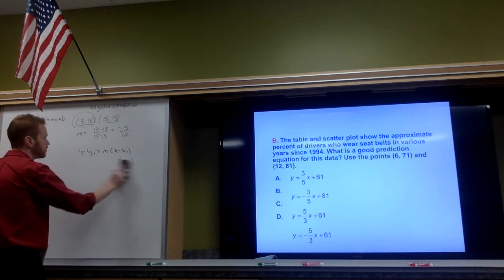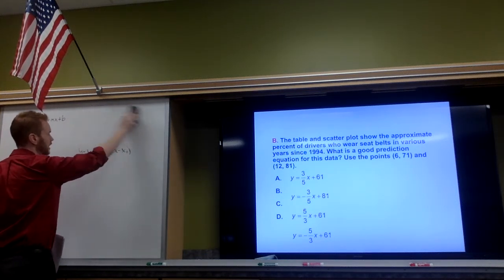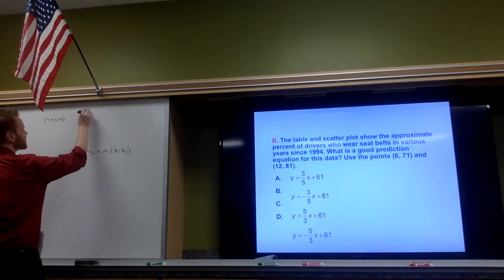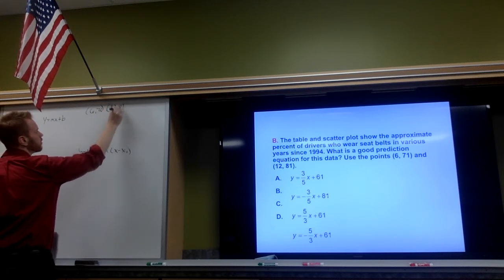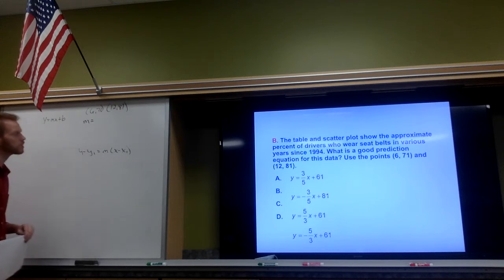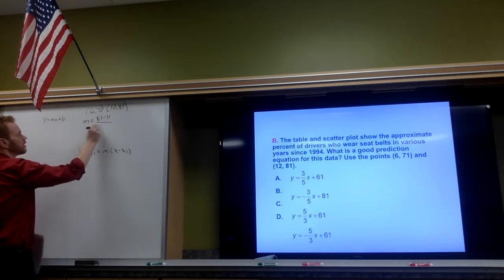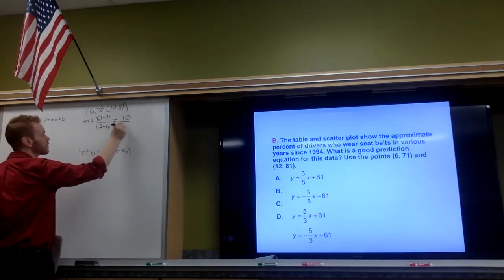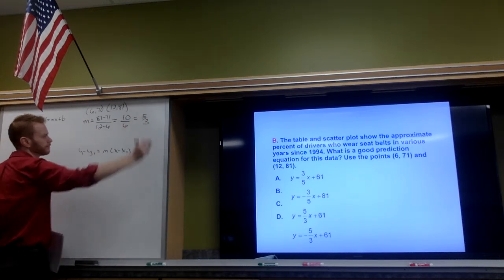We're going to use those 2 points, and I'm going to do the same thing, except this time I'm going to find the slope correctly. So 6, 71, 12, 81. Okay, so let's figure this out. The slope would be 81 minus 71 over 12 minus 6. So that's 10 over 6, right? Which does reduce down to 5/3.